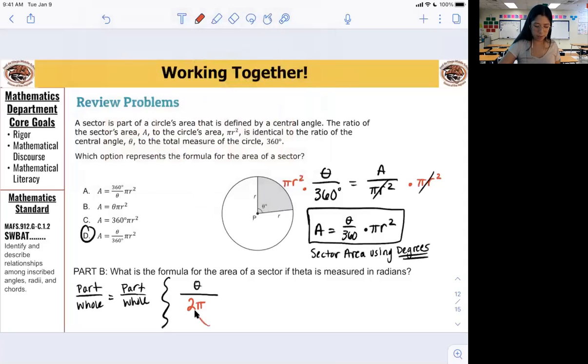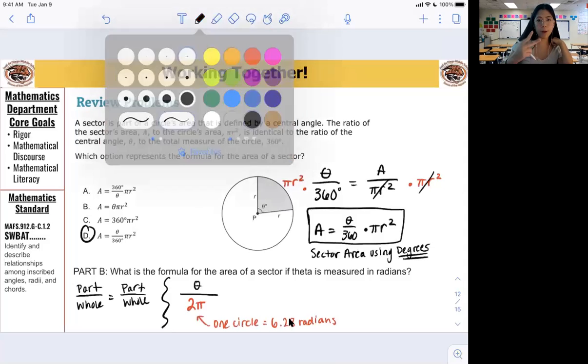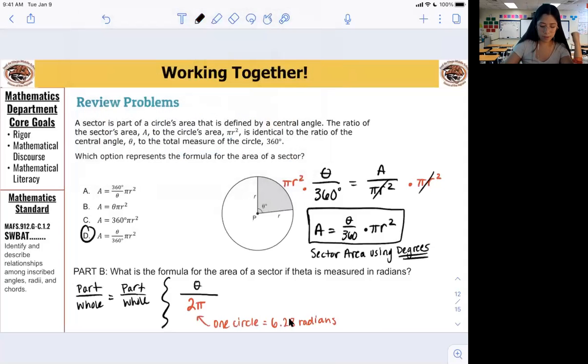Now let me just make sure we understand. One circle is 6.28 radians, and 6.28 is 2 pi's. So there's 2 pi radians in a whole circle. Now on the opposite side, does anything change? Should I write anything different than what I did over here?